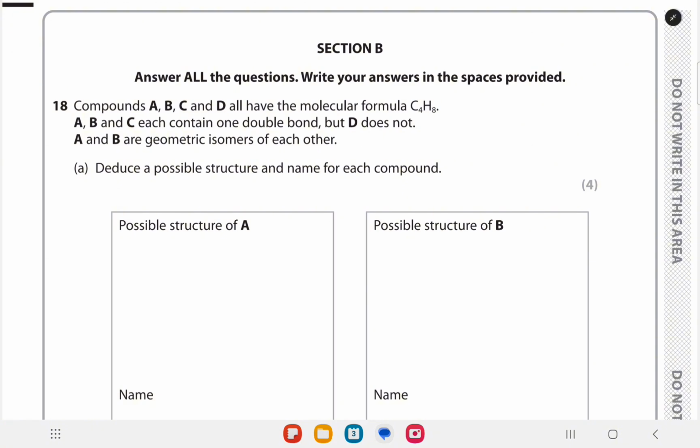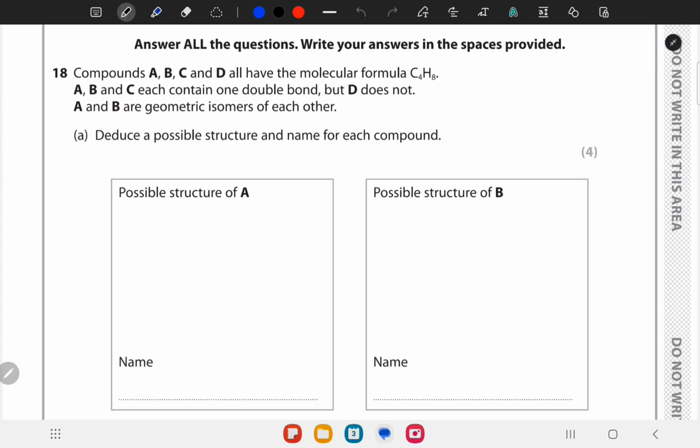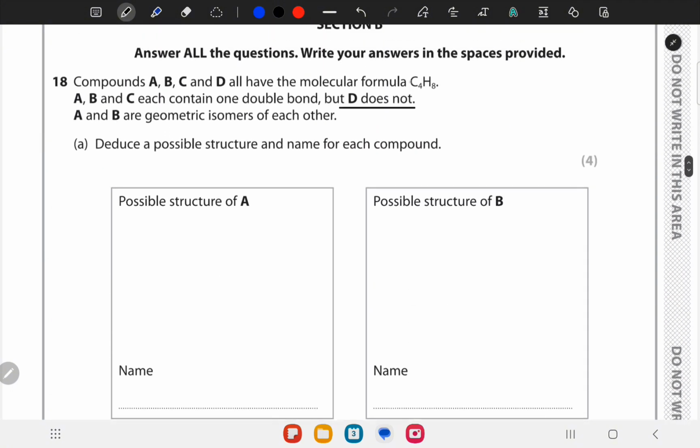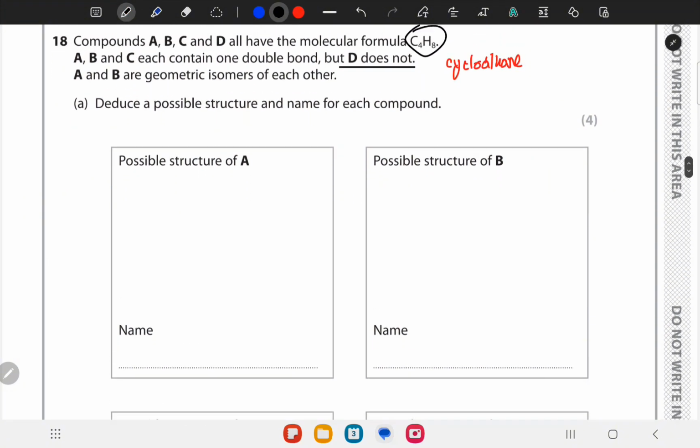Now in question number 18, we are given that compounds A, B, C and D all have the molecular formula C4H8. We are given that A, B and C each contain one double bond, but D does not. And we are given that A and B are geometric isomers of each other. Since D does not have a double bond, it must be a cyclic compound for it to have this formula. So it must be a cycloalkane. So that would be cyclobutane.